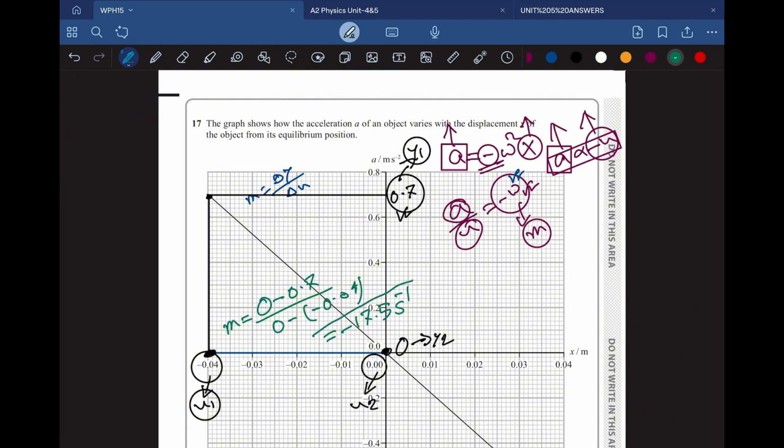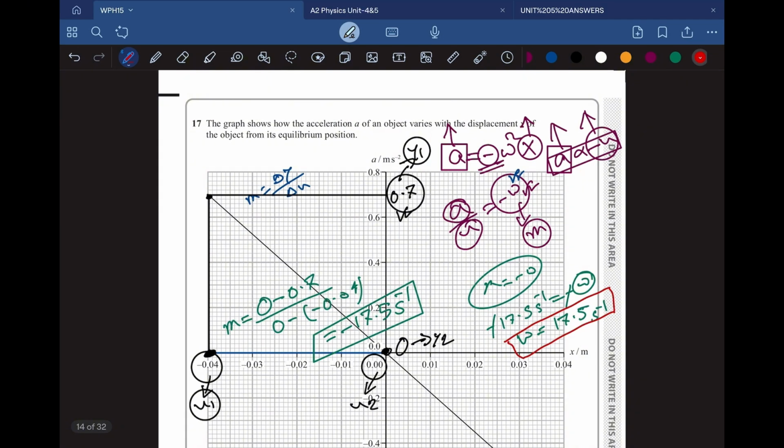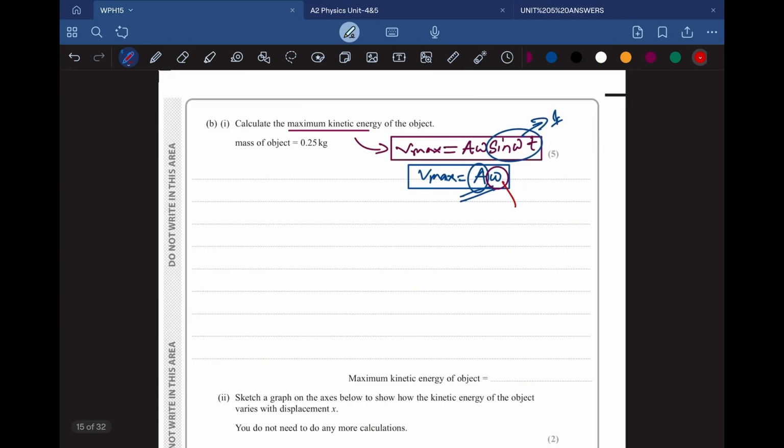s minus 2. So this is what my gradient value comes to, and we know the gradient is equal to minus omega. And if gradient is equal to minus omega and we have got minus 17.5 s minus 1 equal to minus omega, then our angular velocity is going to be positive 17.5 s minus 1, because the negatives cancel out. So our angular velocity value is 17.5, right? We can put it right here that our angular velocity is 17.5 s minus 1. I have got my angular velocity.